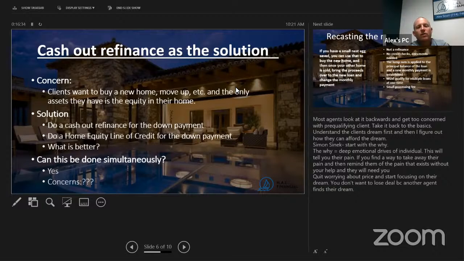So what's better? It really is scenario dependent. Home equity lines of credit are really, really good things for any of your clients to have on their house. They're a policy for when something happens to their family and they need quick money. So I always recommend people have a home equity line of credit on their house, just because it's such quick access to money if you come in a pinch.